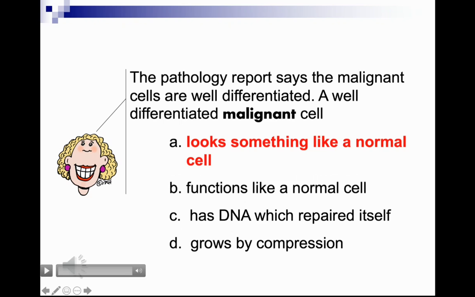It looks something like a normal cell. A well-differentiated malignant cell looks something and a lot like a normal cell. It doesn't function like a normal cell, it's cancer. It has DNA which has not repaired itself as a result of mutated tumor suppressor genes. Malignancy doesn't grow by compression, but by invasion. Benign tumors grow by compression. Malignant tumors grow by invasion.